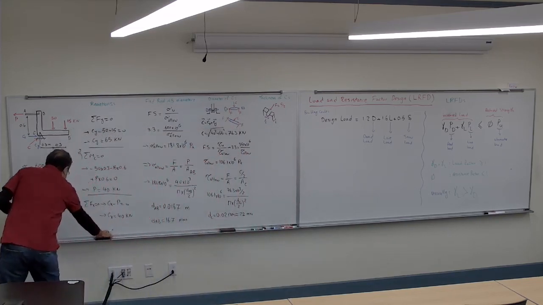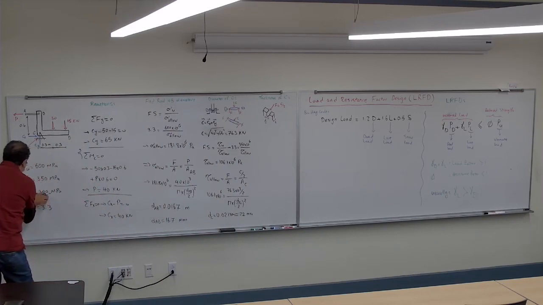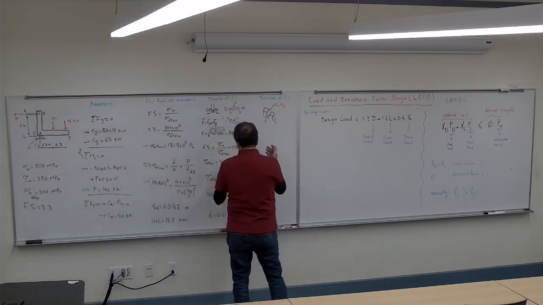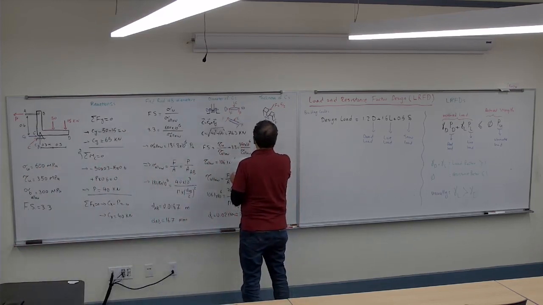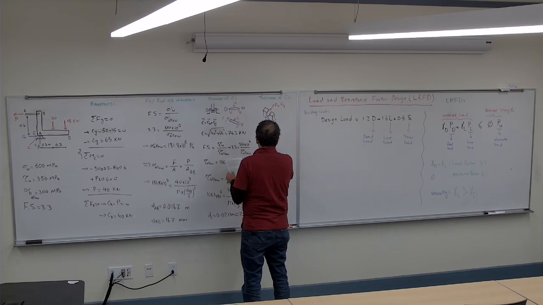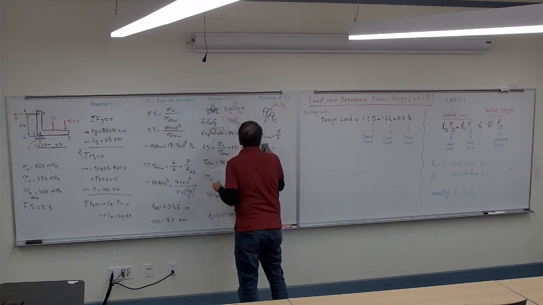So for the bearing, they said it's allowable. For the bearing, they already gave us the sigma allowable. So the sigma allowable is gonna be the force divided by area for the bearing. So bearing allowable.